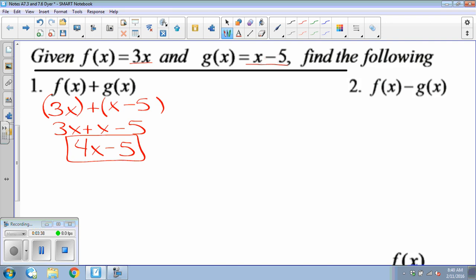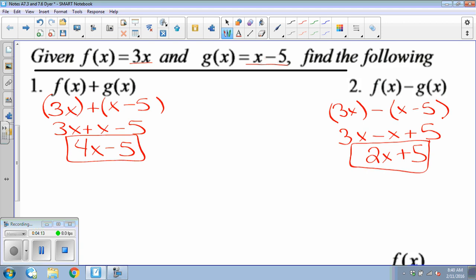And so number 2 is f of x minus g of x, all right? So f of x is 3x, minus g of x, which is x minus 5. When you're subtracting functions, before you combine your like terms, you need to make sure, because this is minus whatever this is, it's going to change the signs of whatever that is. Because it's like distributing a negative 1. Okay? And so this is 3x minus x plus 5. So that's 2x plus 5.